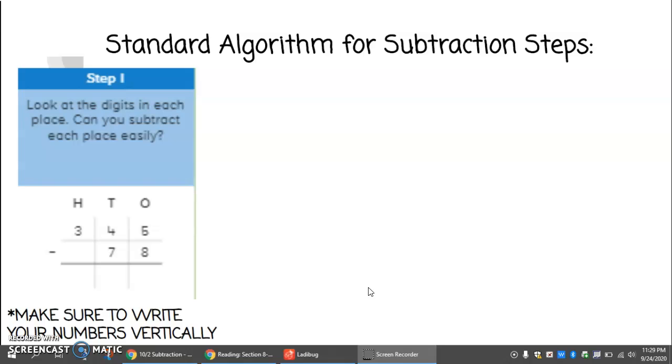Step number 1 says look at the digits in each place. Can you subtract each place easily? So just like with our addition, we make sure we draw our lines in between when we subtract in order to have our place values split up. Here we have our ones, tens, and hundreds, and my numbers are 345 minus 78.